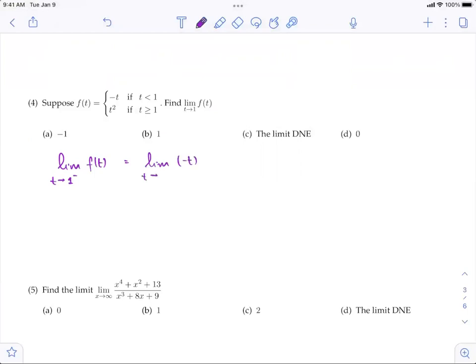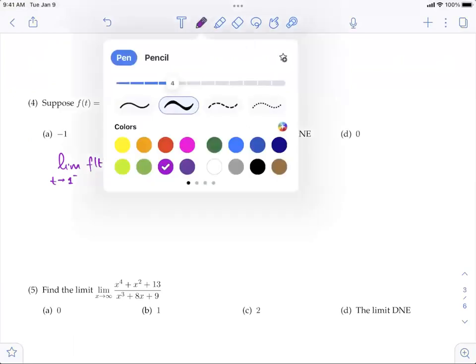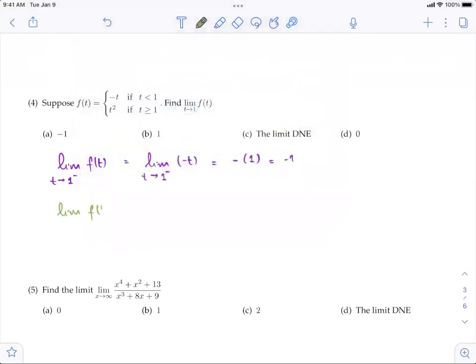So the limit of negative t as t approaches 1 from the left is negative 1. All right. Now, the limit of the function as t approaches 1 from the right means you want to consider the part where t is greater than 1. So the limit of t squared as t approaches 1 from the right, or 1 squared, is positive 1. So the left-hand limit does not equal the right-hand limit, right? Therefore, you can say that the limit of this function does not exist, so this should be choice C.